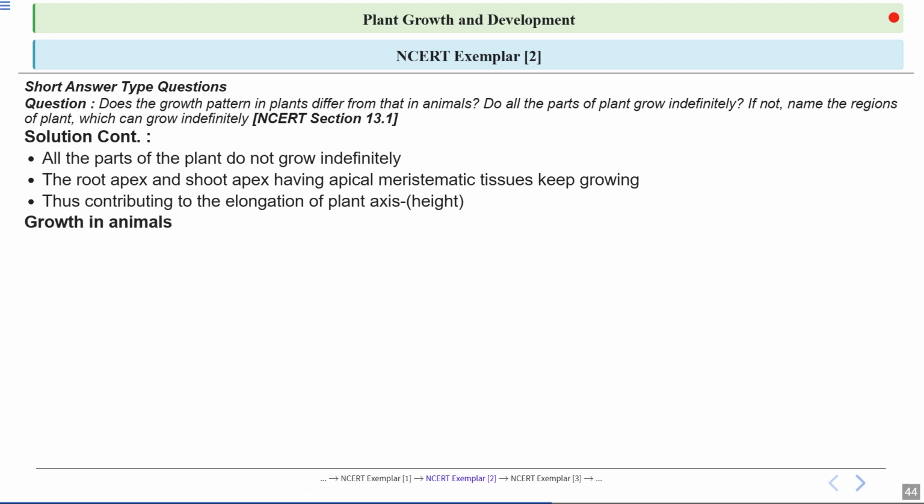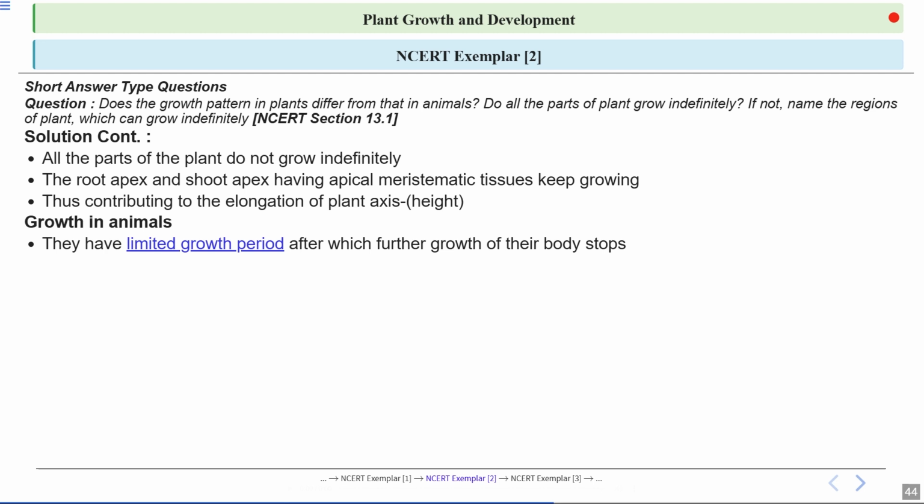Now, let us see how the growth occurs in animals. They have a limited growth period. After an age, their body does not show any growth sign.